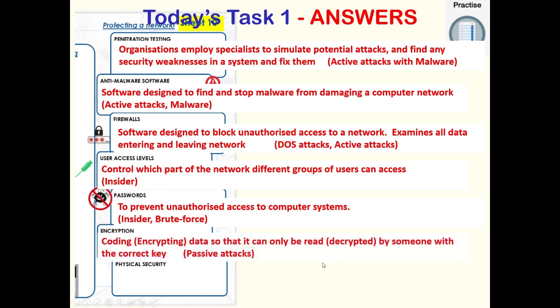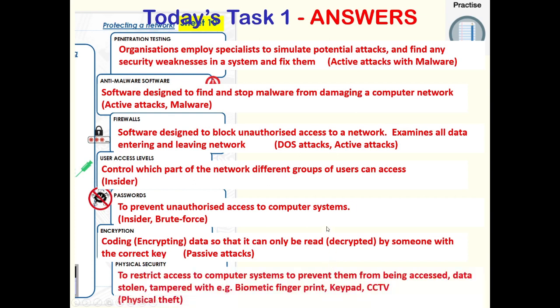Encryption, encrypting the data so it can only be read by someone with the correct key. Passive attacks, that helps to prevent. And physical security, restricting access to a computer system or network by physically preventing access using things like fingerprint scanners, keypads, CCTV, which stops them physically stealing the device or data. Checking your answers and adding now.